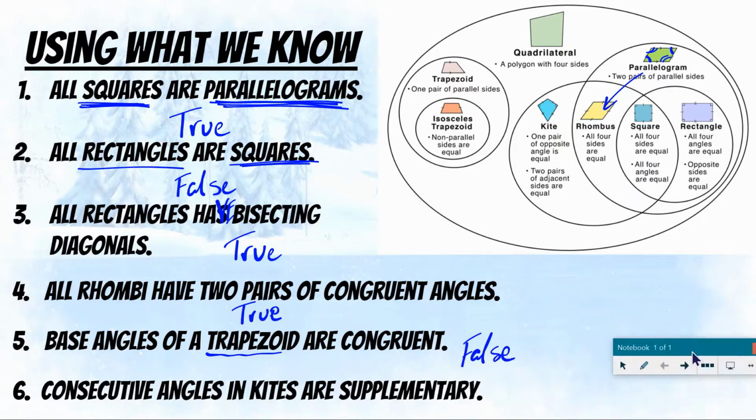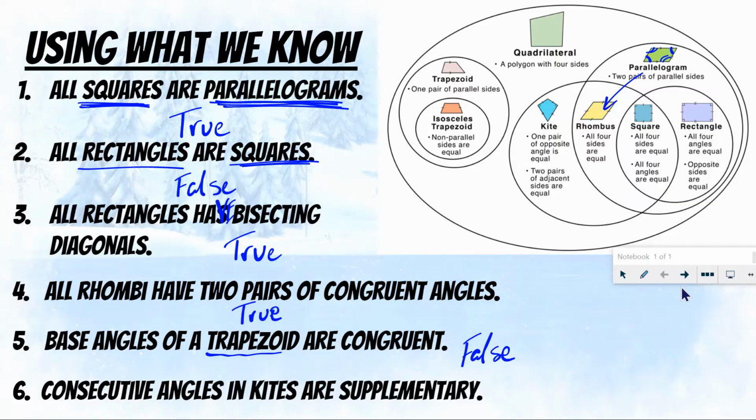Consecutive angles in kites are supplementary. So that is true of all parallelograms, that these consecutive angles, the ones that are next to each other, are going to be supplementary. But that's not necessarily true of a kite. We don't actually have the parallel lines and the transversal that we would create with a parallelogram with each of these. The kite doesn't form that. These two are not necessarily supplementary, so that's going to be false.